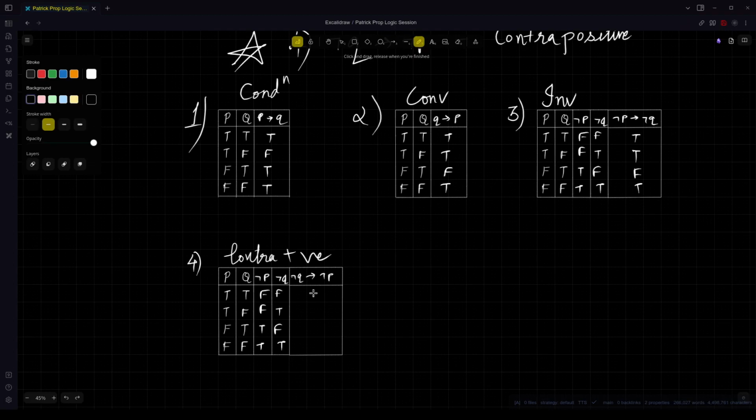So false, so not Q, false to false leads to a true. Okay. And then here we have a true and then a false. So a false. Okay. And then false and then a true. So a true. And then two trues. So a true. Okay. Now notice this. TFTT, TFTT.